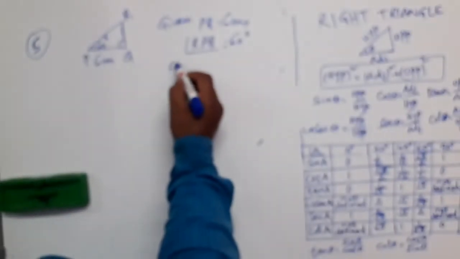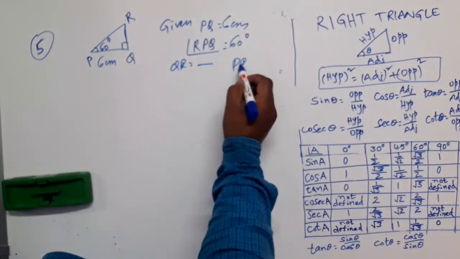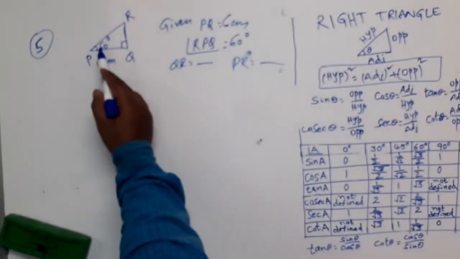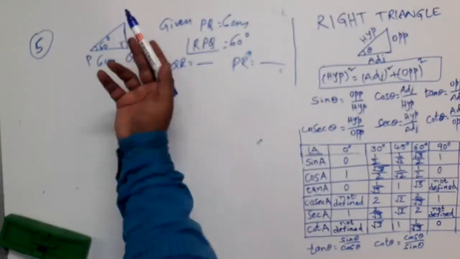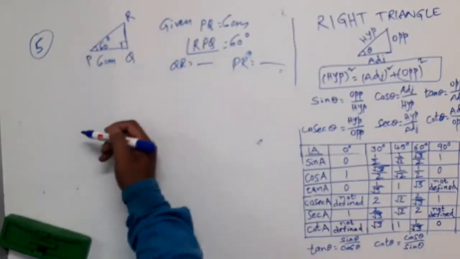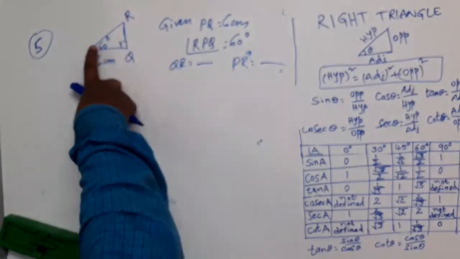What is to be found out? Determine the lengths of QR and PR. Find the lengths of QR and PR. Just listen carefully. This is the right angle triangle. One angle is known, of course, this is 90 degrees. The remaining angle you can also find. The sum of these two is 90 degrees, so this is 30 degrees. 60 plus 30 is 90, 90 plus 90 is 180 degrees. Angle sum property.